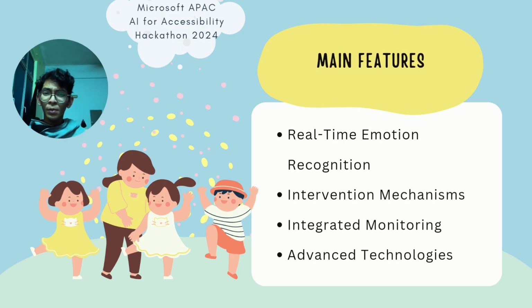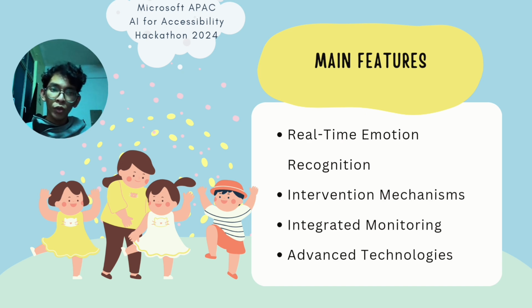Now, we will get into the main features of this project. The first one is real-time emotion recognition. It's going to utilize advanced algorithms to analyze facial expressions and physiological data. The second one is the intervention mechanism. It's going to alert the caretaker, educator, or guardian if the child is becoming distressed. Then we have integrated monitoring. We're going to use CCTV in the home and school for comprehensive observation, or we're going to equip children with wearables such as a smartwatch or sensor for real-time data collection. Lastly, we have advanced technology such as deep learning. We're going to use CNN and LSTM in this project.